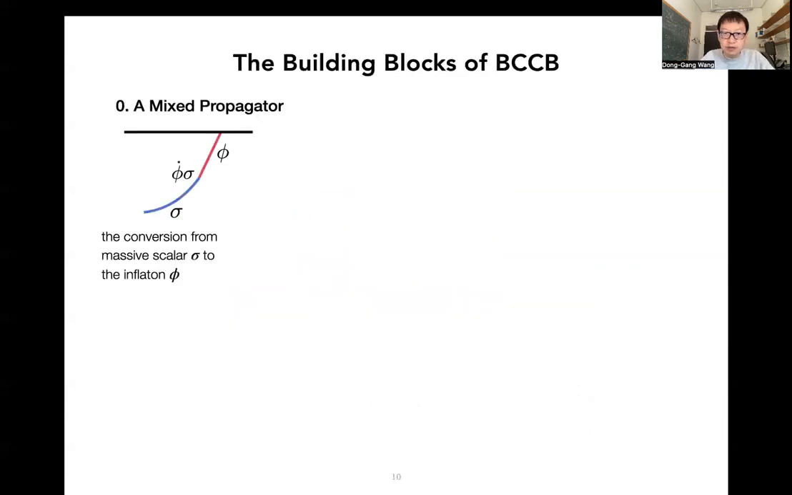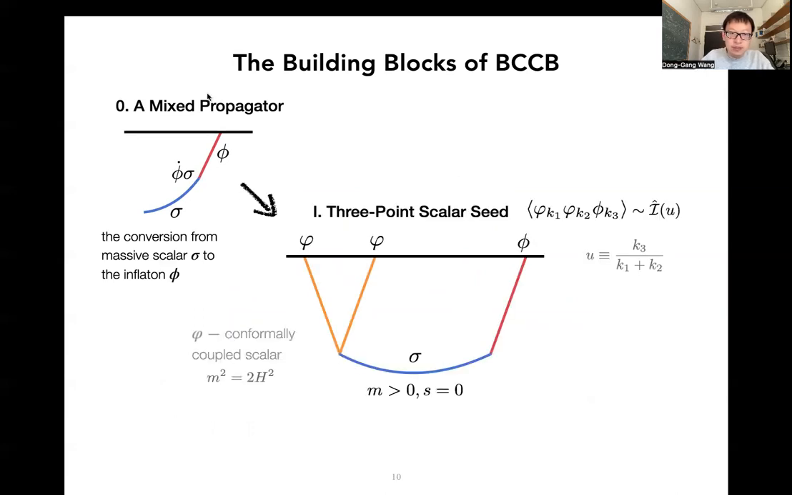And our approach is to start with this mixed propagator, which is the conversion from the massive scalar field σ to the inflaton field φ through this φ̇σ very simple linear mixing interaction. And then using this mixed propagator, we construct this 3-point scalar seed as our building block. So here we include 2 conformally coupled scalar vertices and also this mixed propagator from σ to φ.